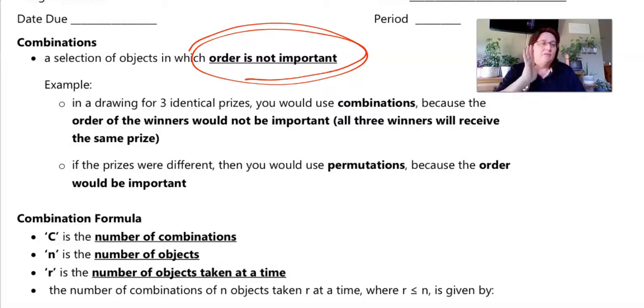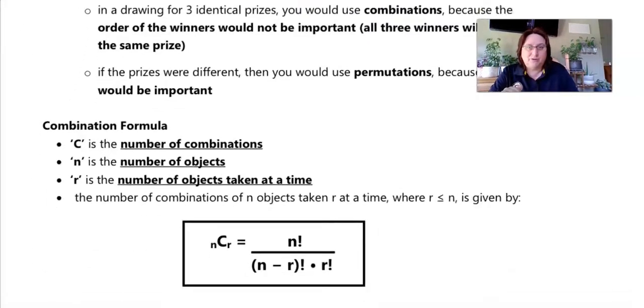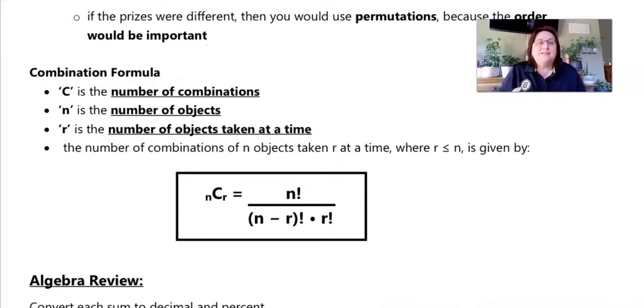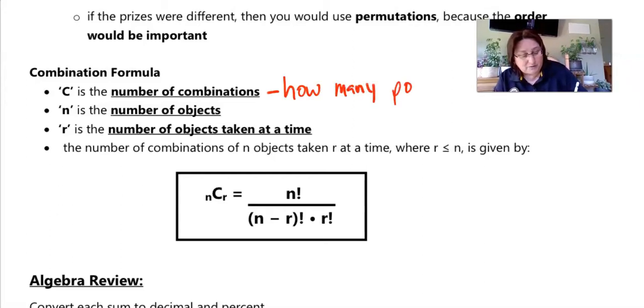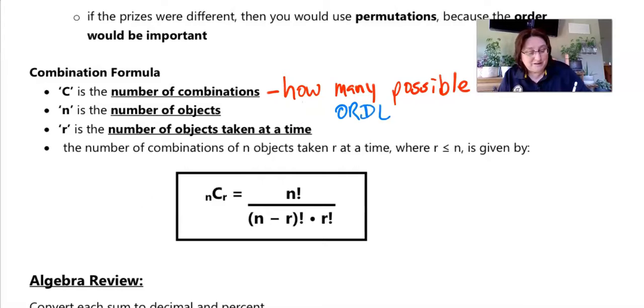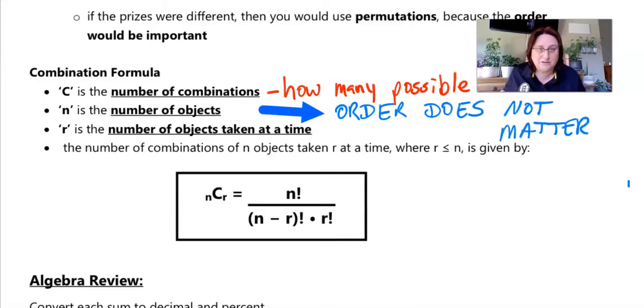Now, formula. Yes, there's a formula for it. C is the number of combinations, which is another way of saying how many possible ways are possible, and remember, with a combination, order does not matter. So I'm going to write this out for you guys. Hopefully you will write it down as well.